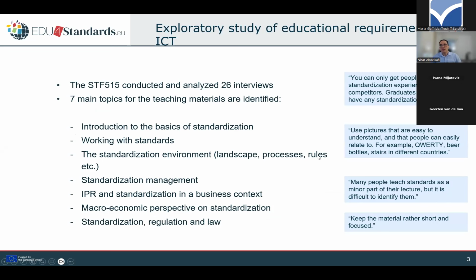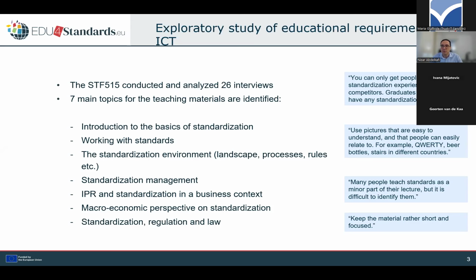Now, very important to say is that for the first edition, we started with an exploratory study of educational requirements in ICT. We asked just the question: let's look at teachers and lecturers that are perhaps already doing standardization in their classes, or practitioners, what would they include if they had to teach standardization. And we have here also some statements.